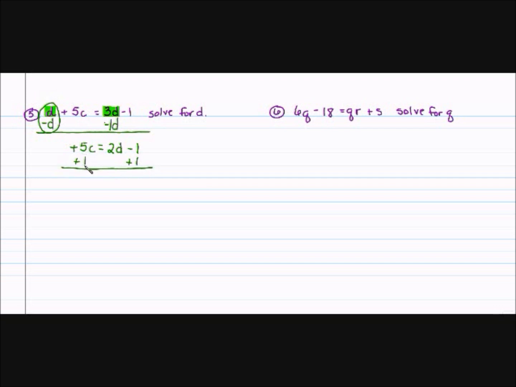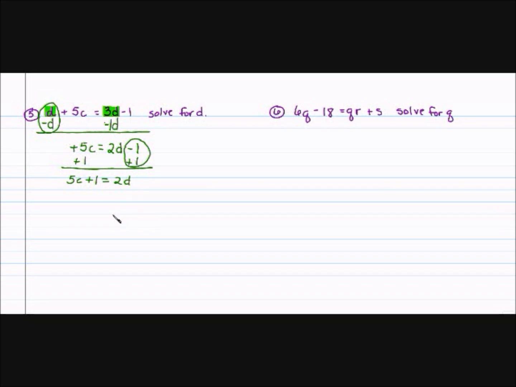I have a positive 5c and a positive 1. I cannot combine them because they're not like terms. One has a c and the other does not, so I can't combine them. Equals 2d, and that is a big fat 0, so I don't have to solve that.